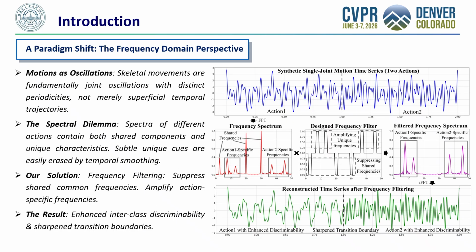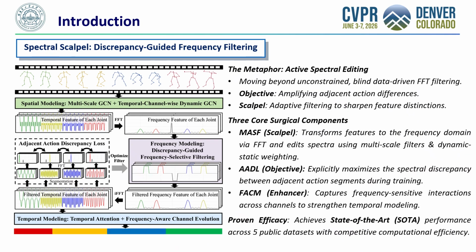To break this bottleneck, we pivot our perspective to the frequency domain. Fundamentally, skeletal motions are just joint oscillations. While different actions share common frequencies, they also possess highly unique spectral signatures. Because standard temporal modeling erases these subtle unique cues, we must explicitly amplify them. As illustrated in Figure 1, we selectively filter the motion spectrum. By suppressing the shared components and amplifying the action-specific frequencies, we successfully enhance interclass discriminability and perfectly sharpen the transition boundaries. Motivated by this insight, we propose Spectral Scalpel.